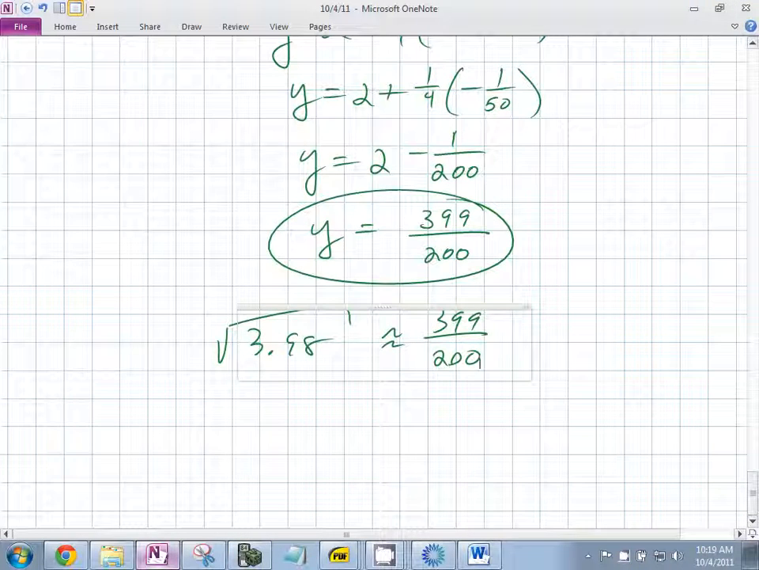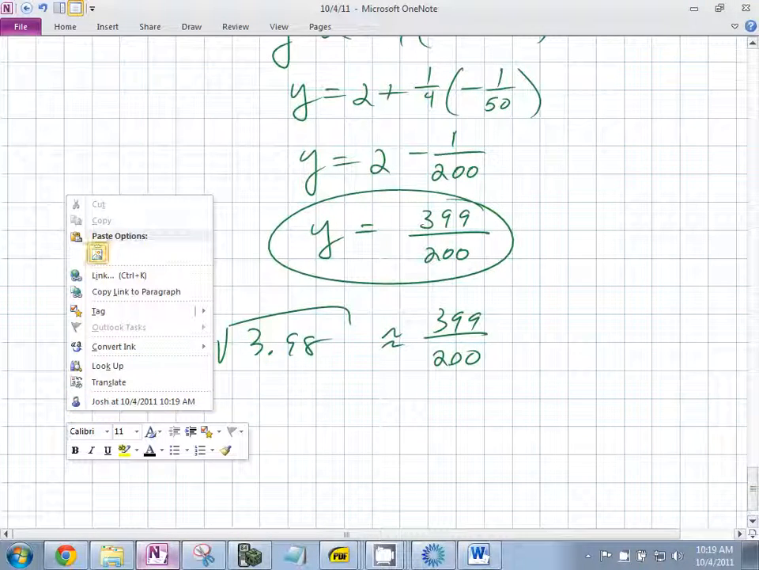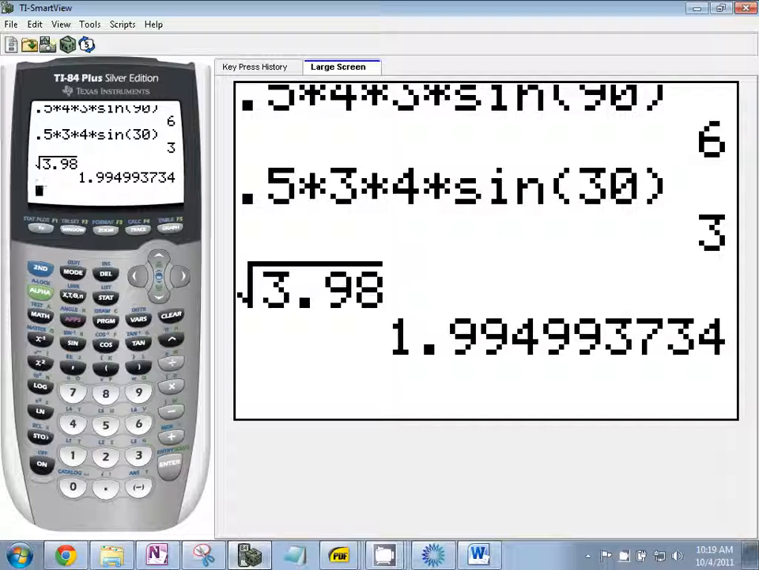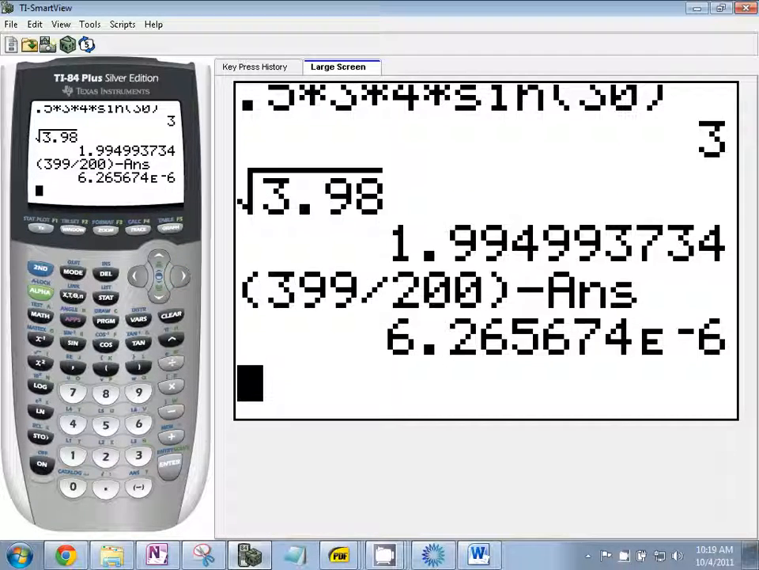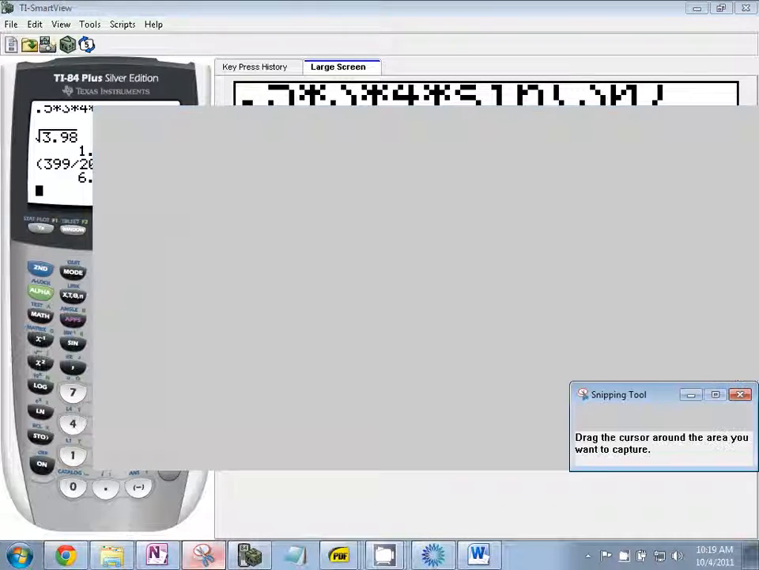Well, let's see how close it is. We could do 399 divided by 200 minus what? What should I subtract from that, if I wanted to know how close they are together? Yeah, subtract that answer. How close are we? Really close. We're really, really close.